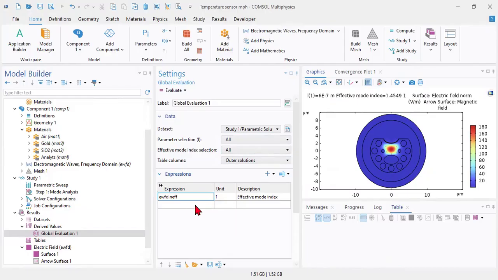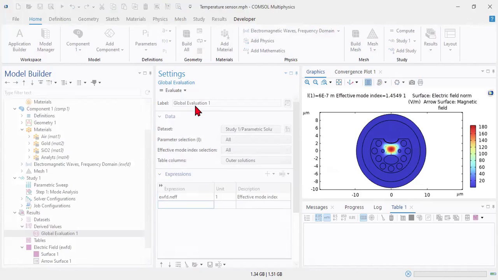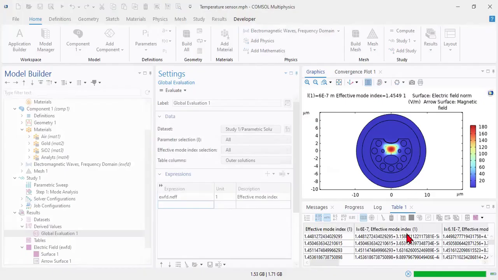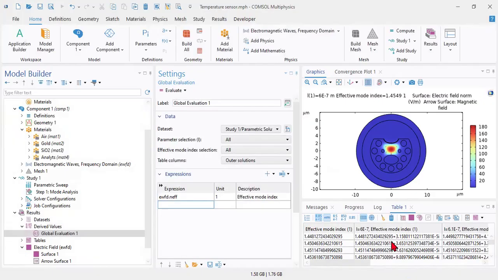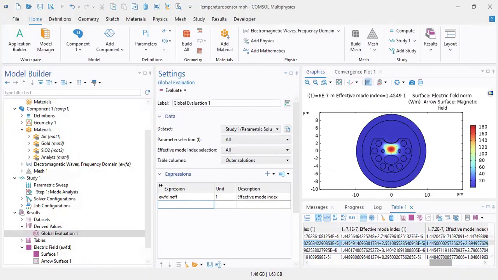Okay, so now what you have to do? We select study parametric solution, and then select parameter solution L, all, and effective mode all. Then from evaluation, you have to click on evaluate. So it will take some time. Okay, so it provides you all the data.